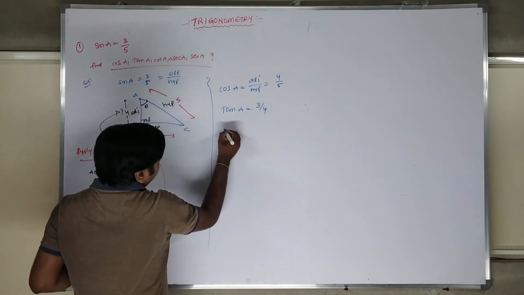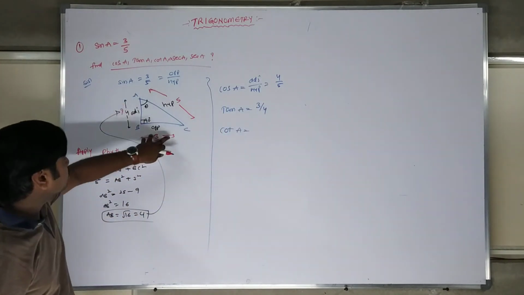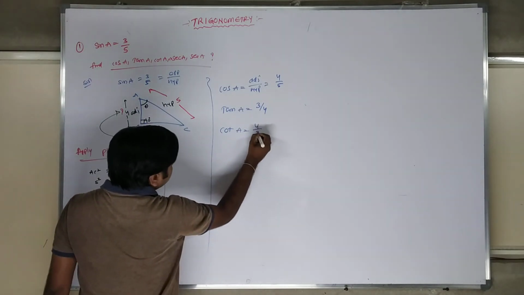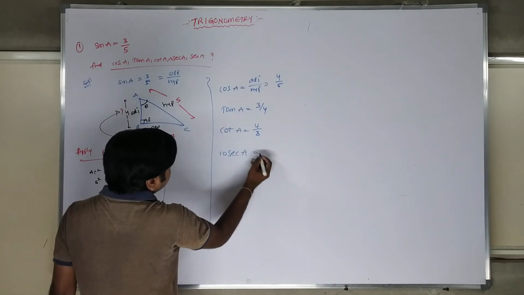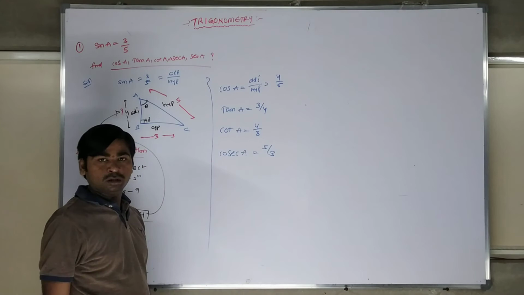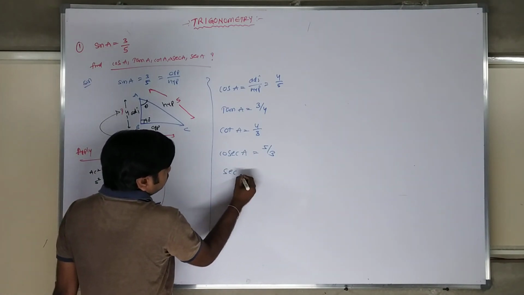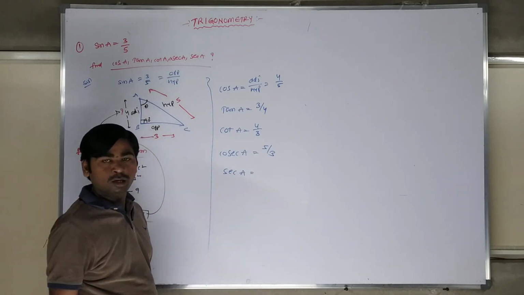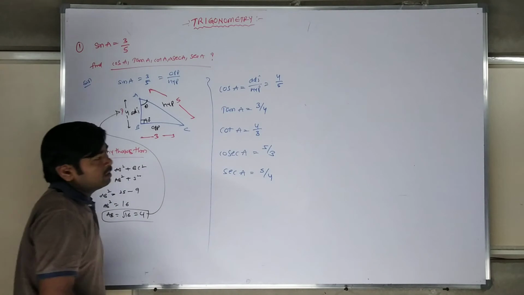So cot A is equal to adjacent by opposite, 4 by 3. Then cosecant A is the reverse of sin A, so we can write 5 by 3, nothing but hypotenuse by opposite. Secant A is nothing but hypotenuse by adjacent, so 5 by 4. This is the way of writing.